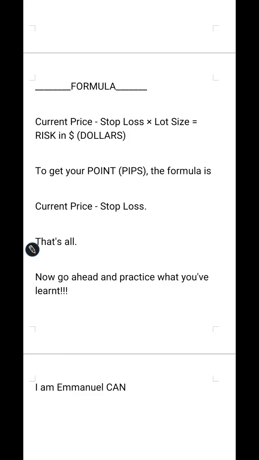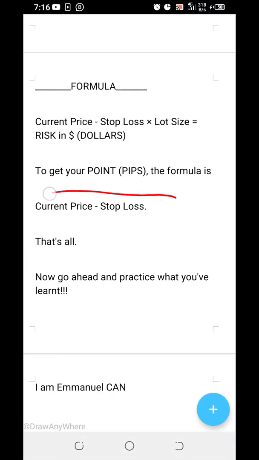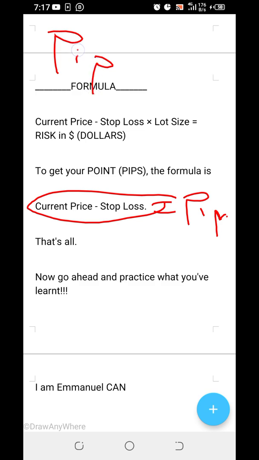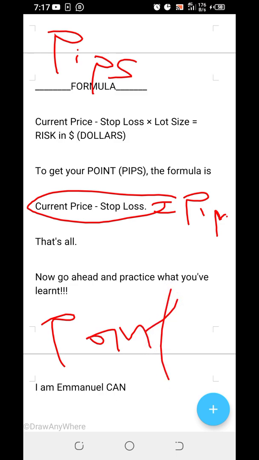To get your points or your pips, as we use pips for currency and points for synthetic, the formula is simply your current price. Where is the market at currently? Your current price minus wherever your stop loss is or wherever you're willing to place your stop loss. The answer to this is equal to your pips or points, as we call it in synthetic indices.